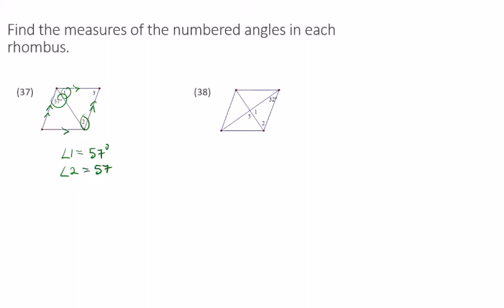And then angle 3, if angle 1 and angle 2 are 57, then we can do 180 minus the sum, or minus 2 times 57, right? So we can do 180 minus 57 minus 57, and we get 66. So angle 3 is 66 degrees. Okay.